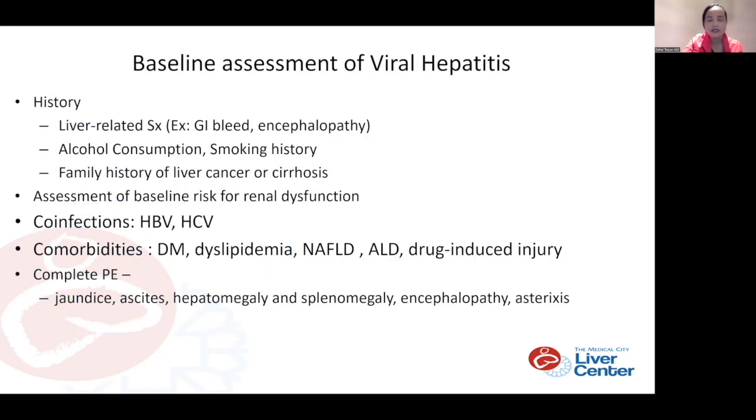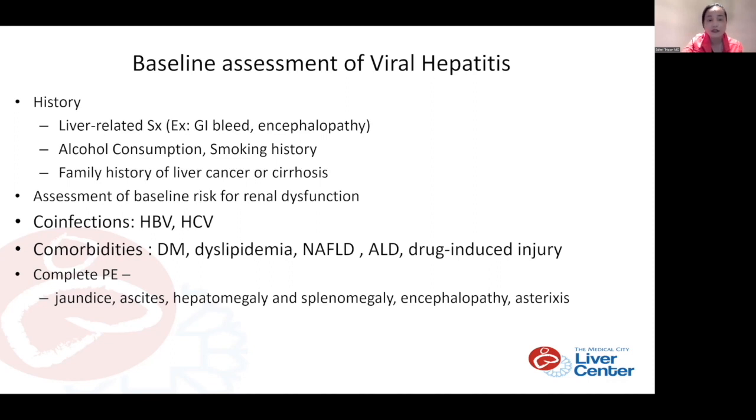So what's the baseline assessment of someone with viral hepatitis? You look at the history. Are there any signs of liver-related symptoms? Did he bleed before, have jaundice, encephalopathy? Does your patient have high-risk social history? Does he smoke?